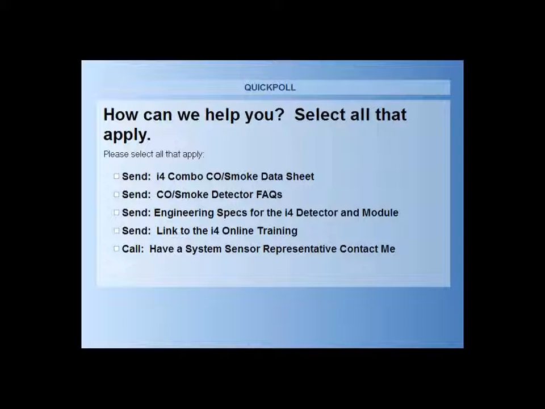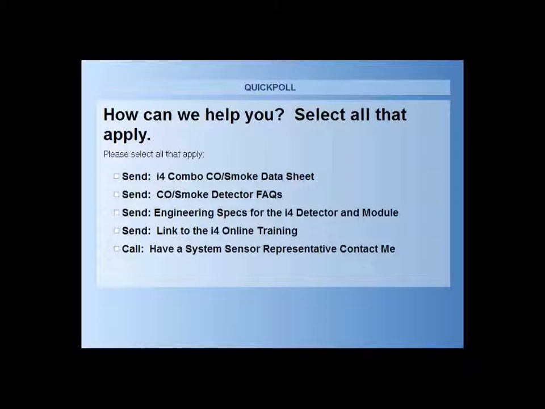Maybe you'd like us to send the i4 combo data sheet, the CO smoke detector FAQs, our engineering spec on i4 and the modules, maybe a link to additional i4 online training for you or some of your people that you work with, or perhaps you'd like to have a System Sensor sales representative give you a call.